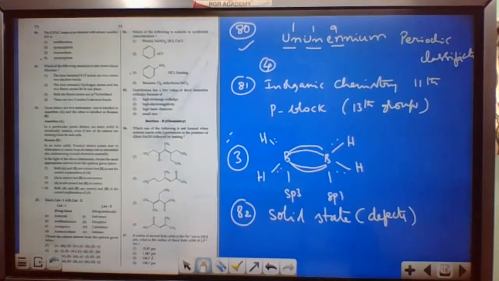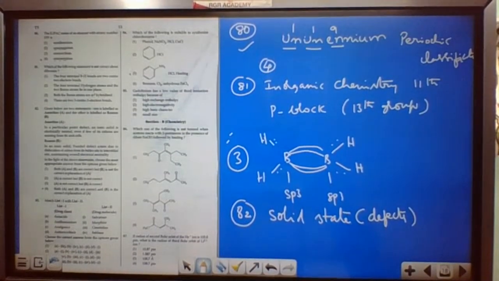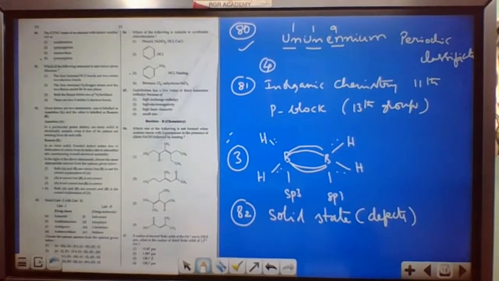In a particular point defect, an ionic solid is electrically neutral even if a few of the cations are missing from its unit cell. Yes, because whenever the cations are missing, anions are also missing, so the statement is correct. In an ionic solid, Frenkel defect arises due to the dislocation of the cation from its lattice site to the interstitial site, maintaining overall electrical neutrality. This is also correct. But remember, the assertion is different, the reason is different. So both are correct, but the reason is not the correct explanation for the assertion. So the answer is the 4th one.